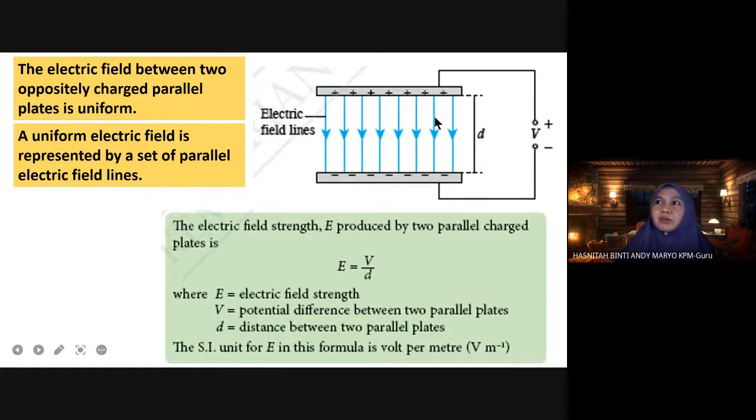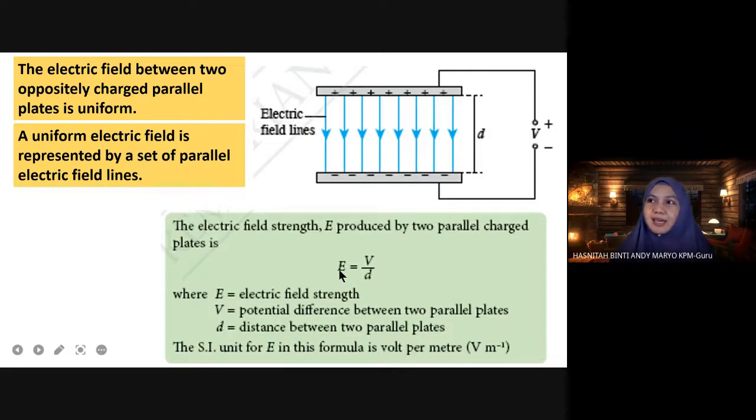So what do you see here, students? This is the power supply, positive and negative. The electric field between two opposite parallel charges is uniform. Uniform means all the distances between one line and the next are uniform. A uniform electric field is represented by a set of parallel electric field lines. So how do we describe the electric field strength produced here? It can be represented by this equation: the electric field strength produced by two parallel charged plates is E equals V over D.